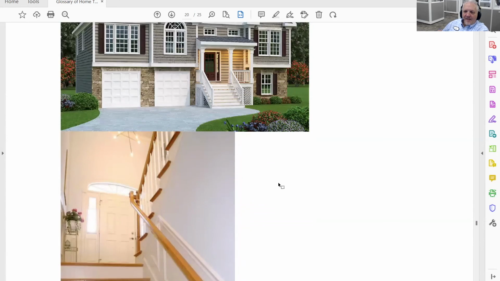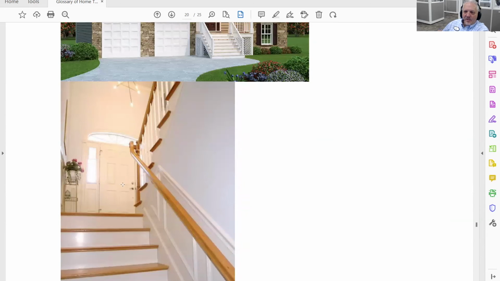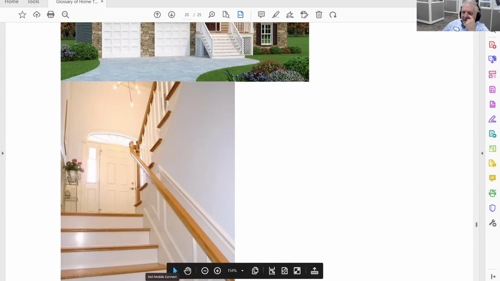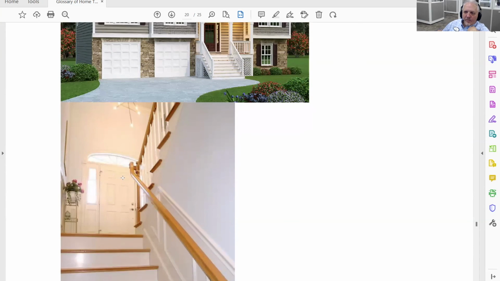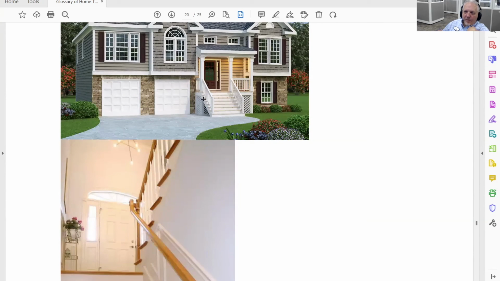So quite often on the inside, this is what you see. You're at one level down here where this picture is taken from, and there's a stairway that goes up and a foyer there, and then a stairway up to the second level. So this is the interior of a split foyer home. This is what a split foyer home looks like from the exterior.